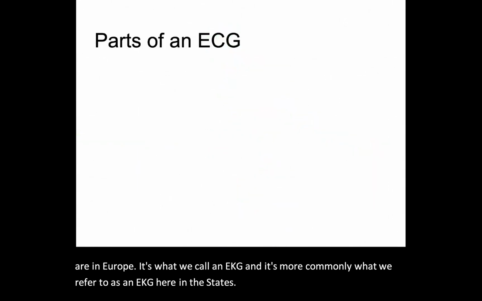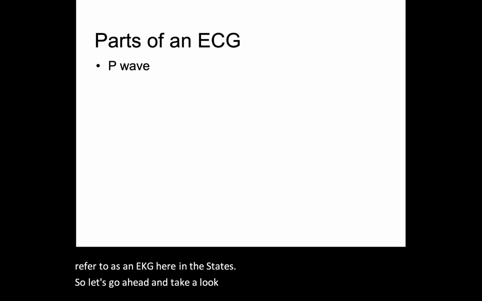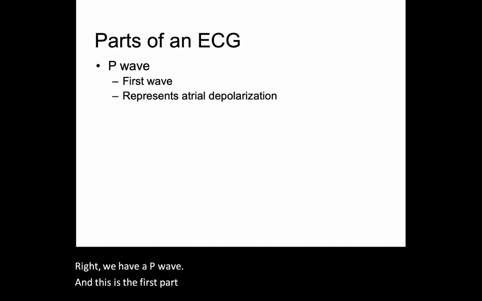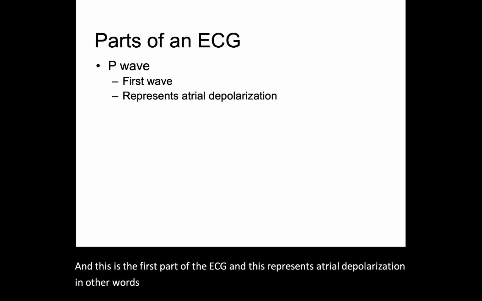And so let's go ahead and take a look at parts of an EKG. We have a P wave. And this is the first part of the EKG. And this represents atrial depolarization. In other words, this represents the SA node stimulating contraction within the atria.